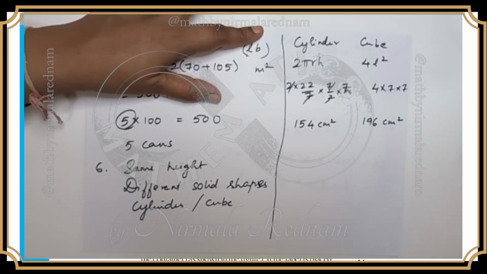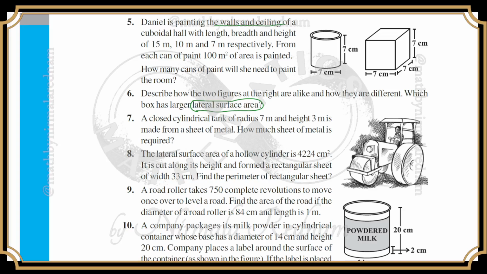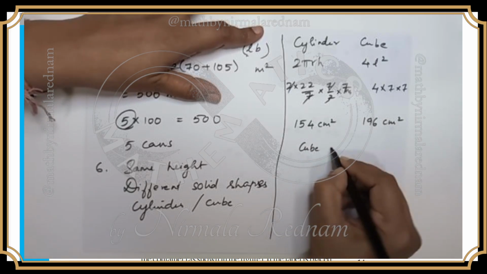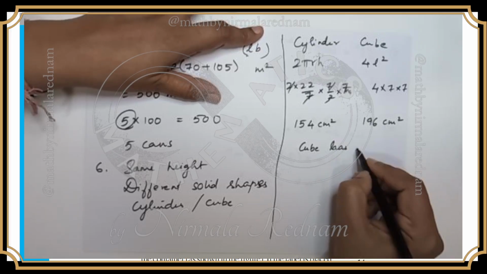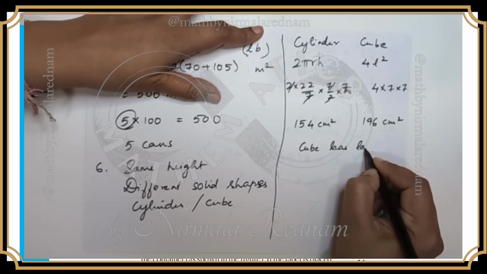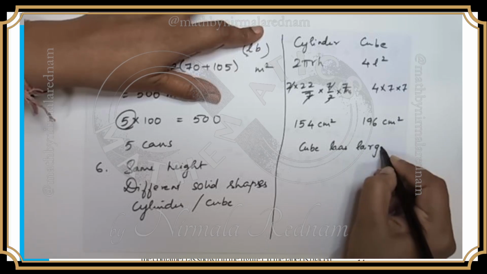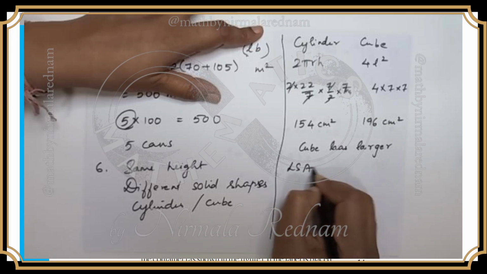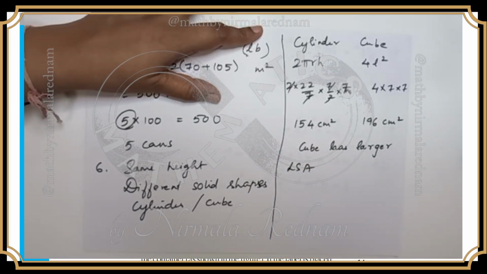So these are the respective lateral surface areas. And which one is larger? Clearly 196 is greater. So the cube has the larger lateral surface area. So that is the answer. Next question.